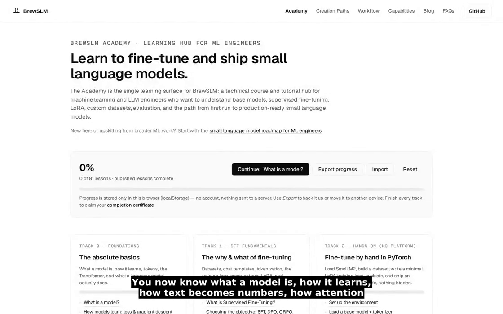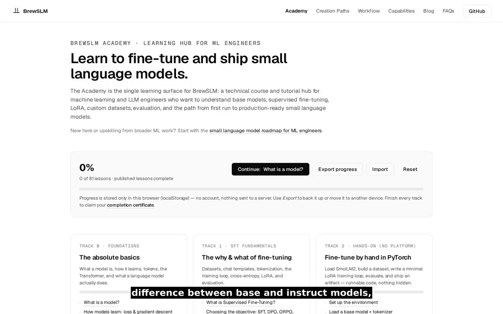That is the foundation. You now know what a model is, how it learns, how text becomes numbers, how attention and the transformer work, how a language model predicts the next token, the 4 levers you can pull, the trade between large and small, the shape of a project, the difference between base and instruct models, and how to pick a base. Everything from here builds on these ideas.